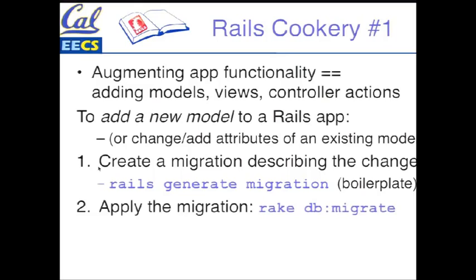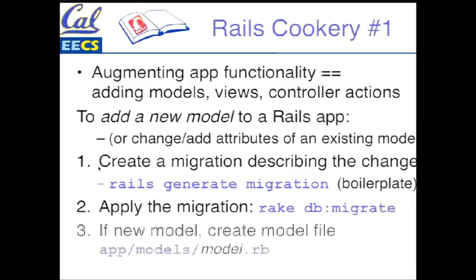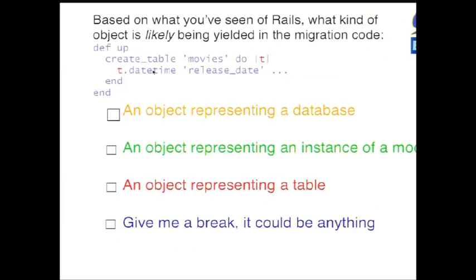Hopefully all goes well. You rake db:migrate. And if there's a new model being created, well, you also need a file. As we've seen, models go in the app/models subdirectory, and we'll experiment with doing a little bit of this today. But this is as close as there is to a cookbook recipe. If you want to change your app, first create a migration, apply the migration, and if there's a new model, create the new model. Simple enough.